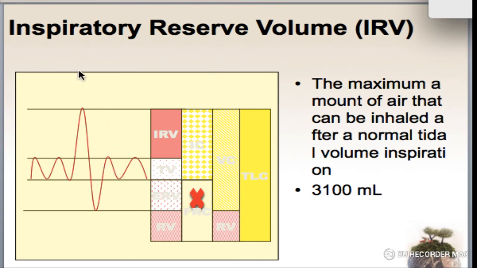We have the IRV. We're speaking of the lung volumes, so inspiratory reserve volume. This is the inspiratory reserve volume on top of your normal tidal volume when you inspire and expire. This is the maximum amount or volume of air that can be inhaled after a normal tidal volume. Usually the amount is 3,100 ml. So this is your IRV, inspiratory reserve volume.